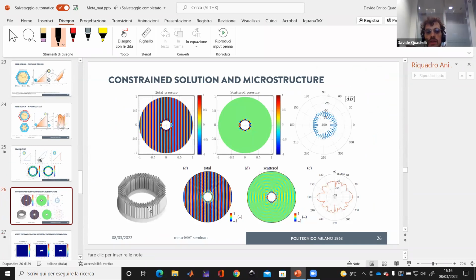And just in principle, we can obtain this with 3D printing. It's just an extrusion of circular or star-shaped inclusions.